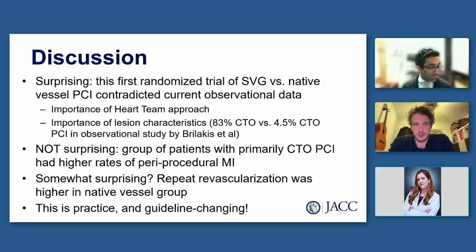And then lastly, what was somewhat surprising, but maybe not, was that repeat revascularization was higher in the native vessel group. Those of us who do CTOs, like myself, are big believers in the fact that native vessel PCI is durable, and that traditionally we've thought of vein graft interventions as being less durable. But this was not the case in this trial, and I think that is really interesting.